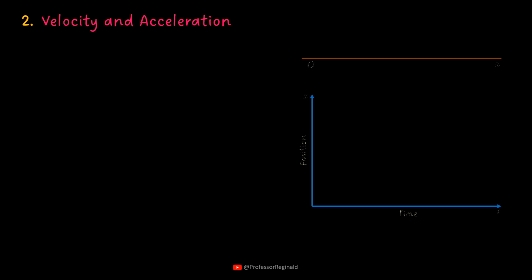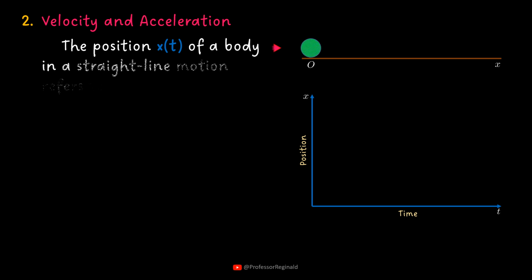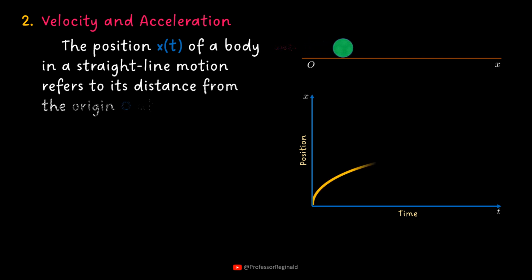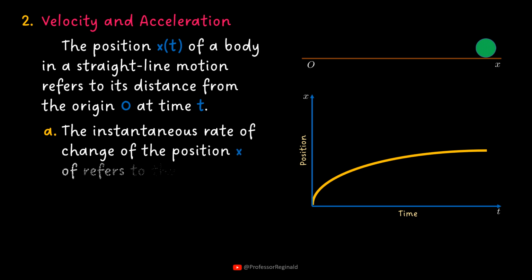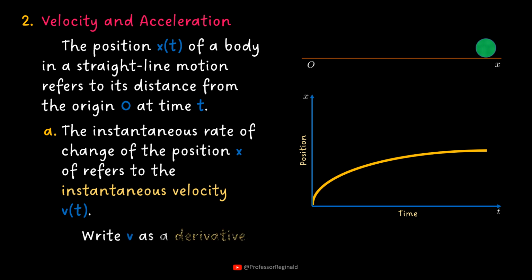Number 2. Velocity and acceleration. The position x of t of a body in a straight line motion refers to its distance from the origin O at time t. A. The instantaneous rate of change of the position x of t refers to the instantaneous velocity v of t, in other words, the velocity at time t. Write v as a derivative.